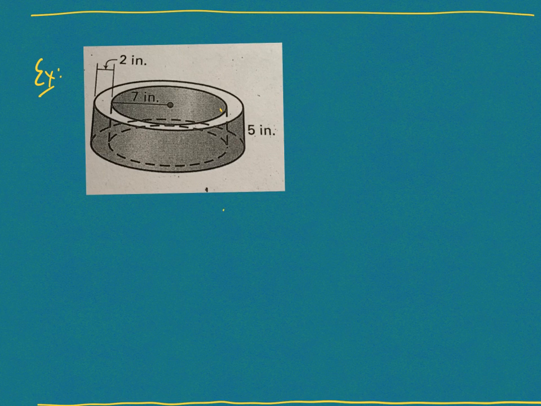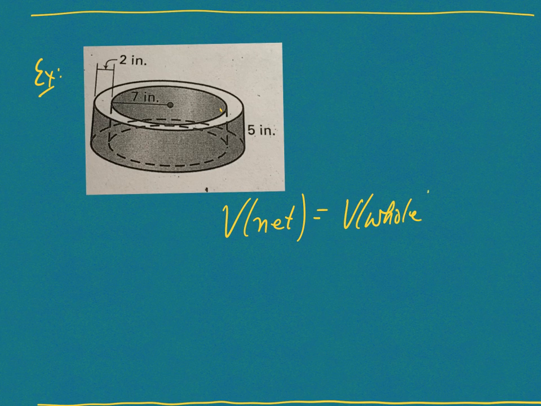So the idea is going to be the net volume, what's left over, is going to be equal to the volume of the whole cylinder minus the volume of what we drill out.